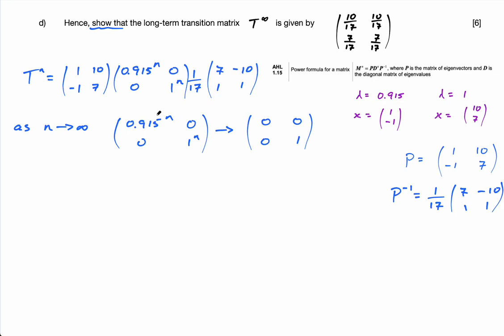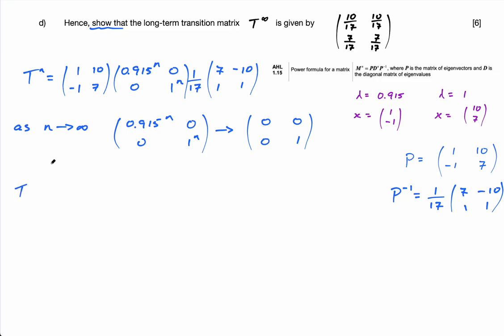This is the most important step of the whole part of the question, because what happens when you do 0.915 to the power of infinity? Well, it just goes to 0. It's like the common ratio of a geometric sequence. Do it to the power of 100, and you'll see it just gets super duper small, because you're basically getting 90% of 90% of 90% of 90%, and you just keep going forever. So it very quickly becomes 0. So this becomes 0, this becomes 0, and 1 to the power of infinity is just 1. So this becomes 0, 0, 0, 1.